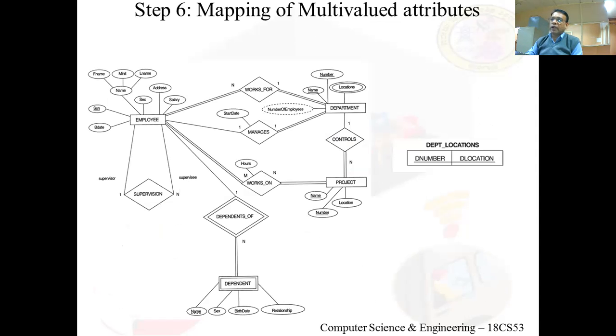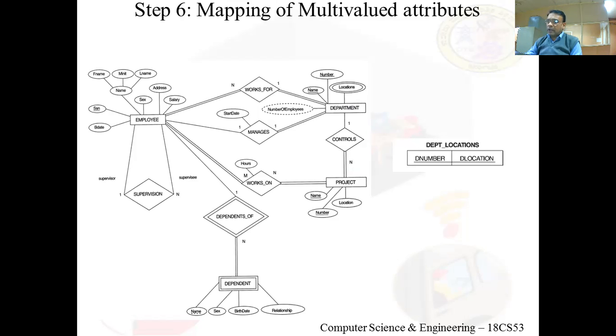Identify any multi-valued attribute in the ER diagram. If you can see the department entity, we have location as a multi-valued attribute. So as far as the relational model is concerned, these multi-valued attributes are not allowed. Only atomic and single-valued attributes are allowed in the relational data model. So in order to avoid these multi-valued attributes, we can create a new relation. That's nothing but creating a new table.